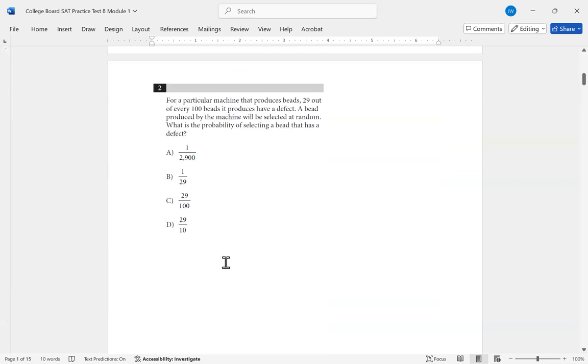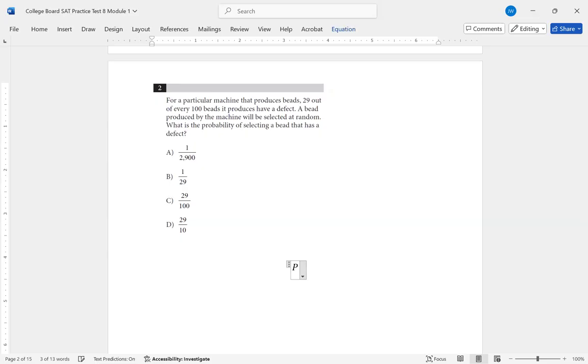Question 2. For a particular machine that produces beads, 29 out of every 100 beads it produces has a defect. A bead produced by the machine will be selected at random. What is the probability of selecting a bead that has a defect?